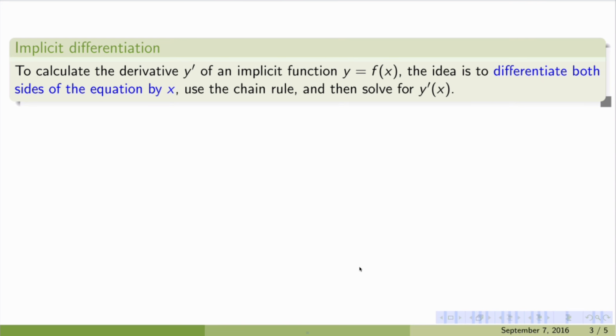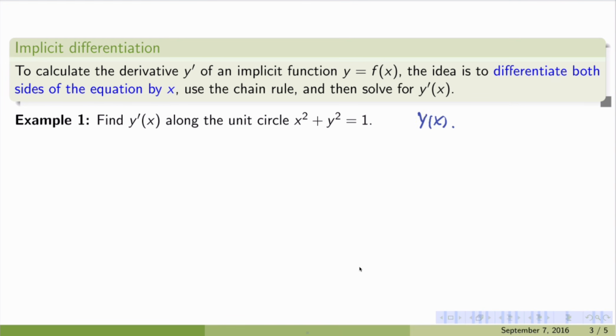So this can only really be explained by examples. Let's do the two examples which I just had earlier on the slide. For example, the unit circle. Find y prime of x along the unit circle. First thing we do is we agree that we are really interested in this implicit function y of x. And then we rewrite the unit circle equation using y of x, okay? So we have x squared plus y of x squared equals 1.